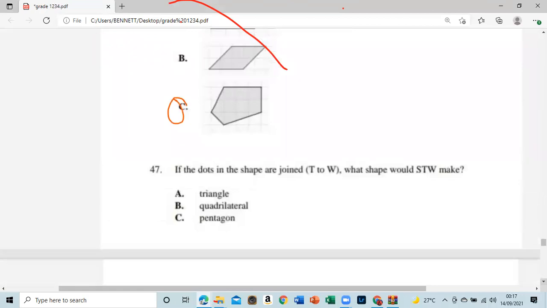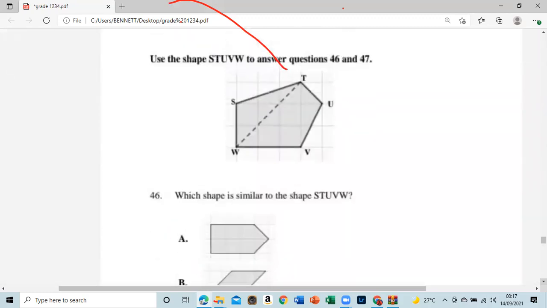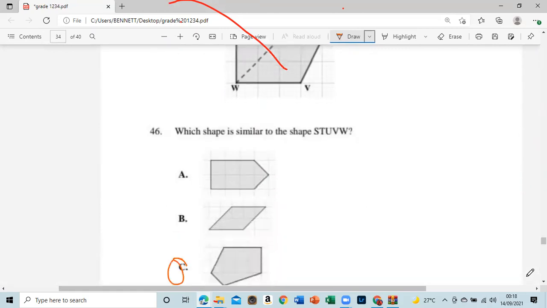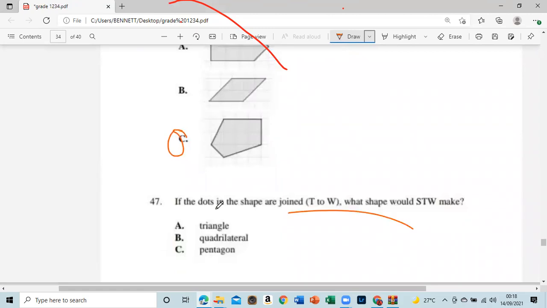If the dots in the shape are joined T to W, what shape should S T W make? S T W. Oh, that's a triangle. That's S T W. So 47 is a triangle.